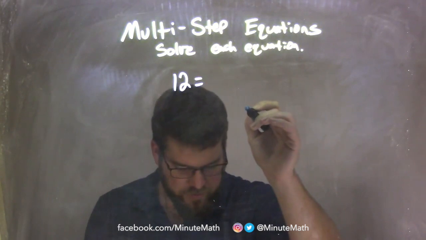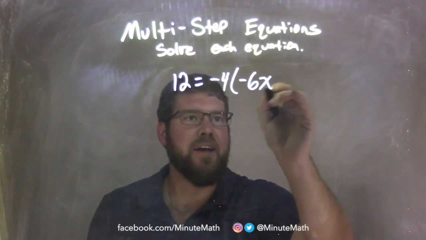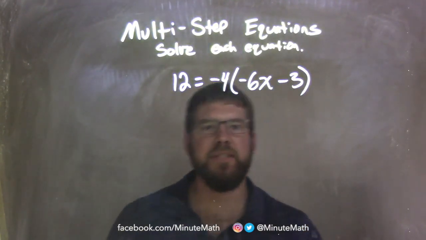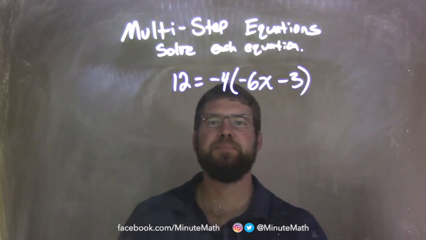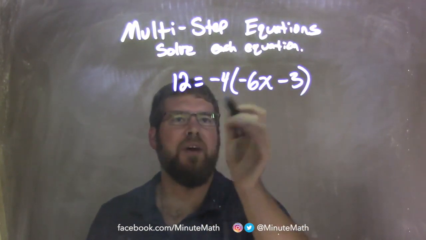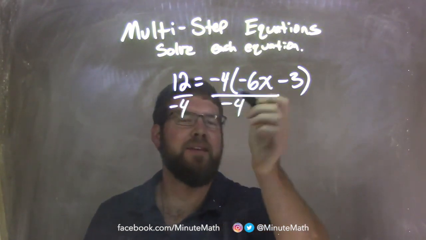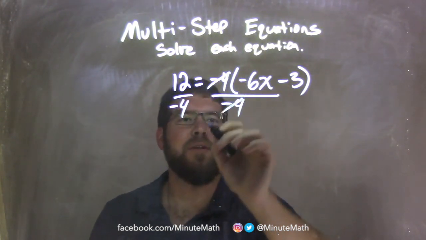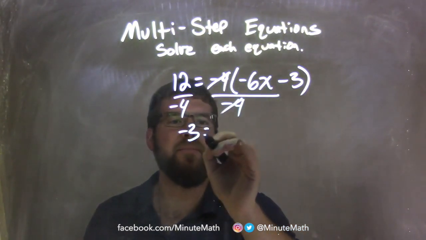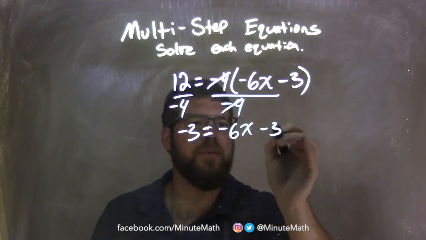12 equals a negative 4 times negative 6x minus 3. First step here, that negative 4 on the outside, I'm going to divide it to both sides. We're multiplying with that parenthesis, so I divide by negative 4 to get rid of it. 12 divided by negative 4 is negative 3, okay? And now I have negative 6x minus 3.